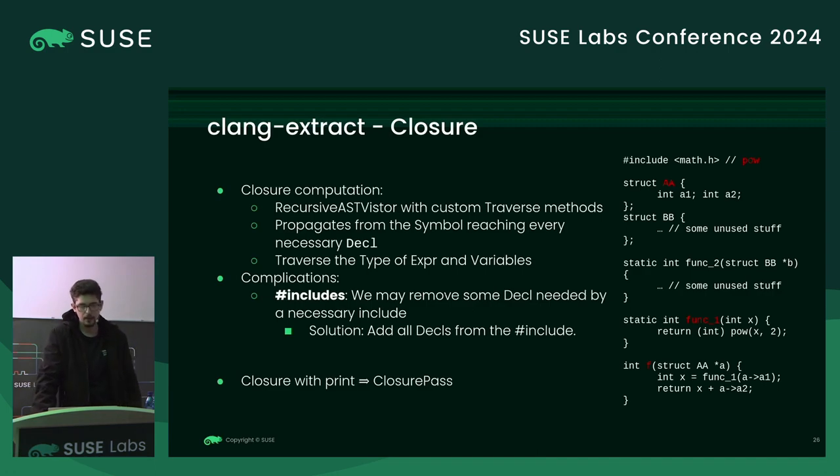Okay, so if we actually want to force adding some include, then we will have to add all declarations that come from this include to the closure, because we may end up removing some declarations before this include that are actually needed by the include but not needed by the function closure. So yeah, you can get it to work, but that's how we do it.